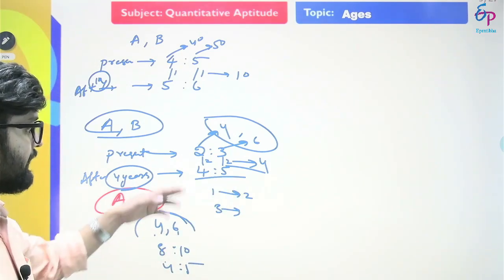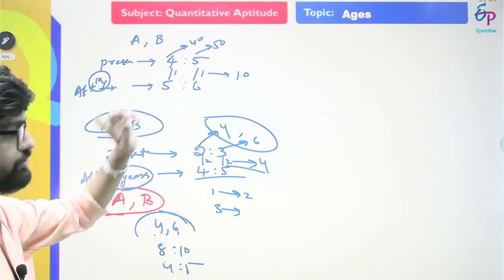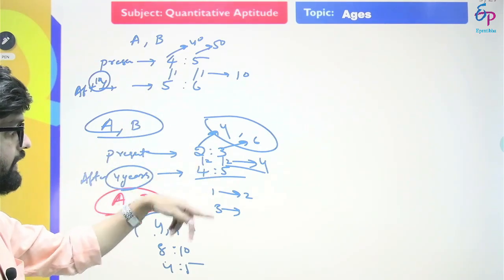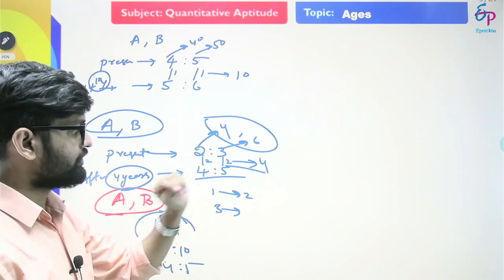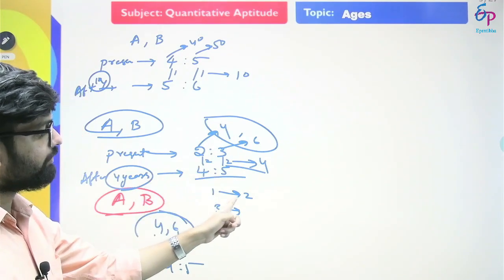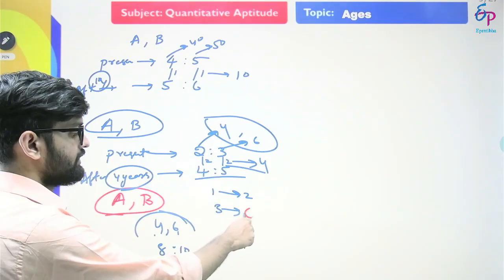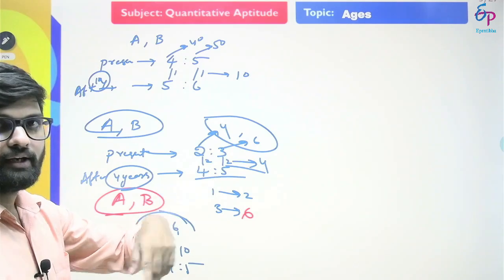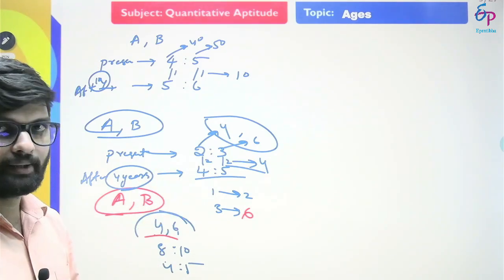Yes or no? So the part difference is the same. Previously I used to take it as 1, now I have taken it as 2, so the part difference is 2. 2 parts gap is equal to 4, 1 part gap is equal to 2, 3 parts gap is equal to 6. So 6 is the age of B and 4 is the age of A.